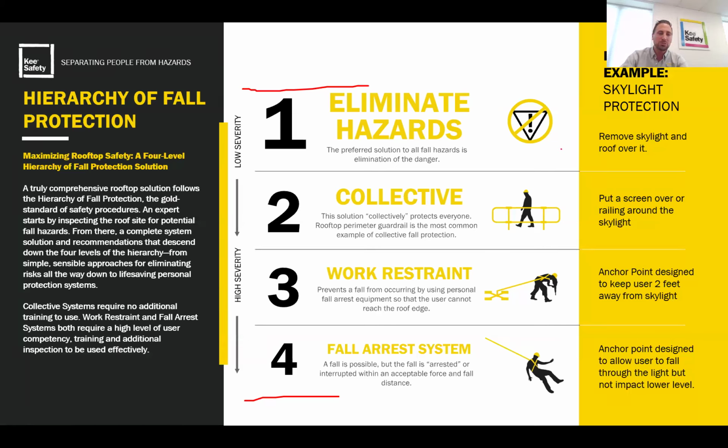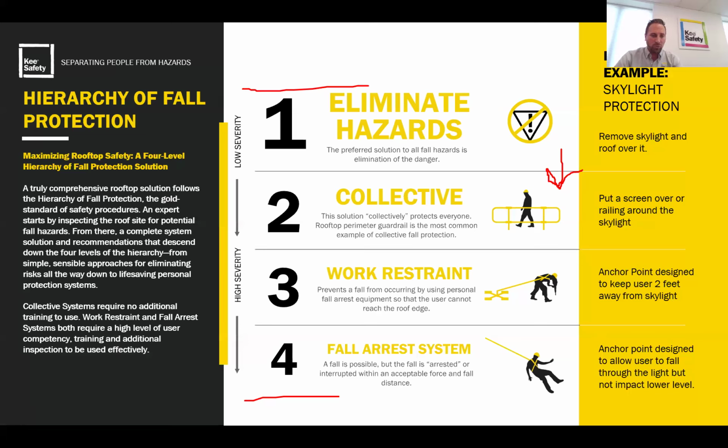If that's not an option, we go into what's called collective fall protection, which is a barrier. Cover the skylight, put a guardrail around it, protect the edge. It's called collective fall protection because it doesn't matter if I have one person or 100 people on the roof, they're all being protected. I'm protecting the collective group, right? So we can set up that fall protection and I could protect everybody.